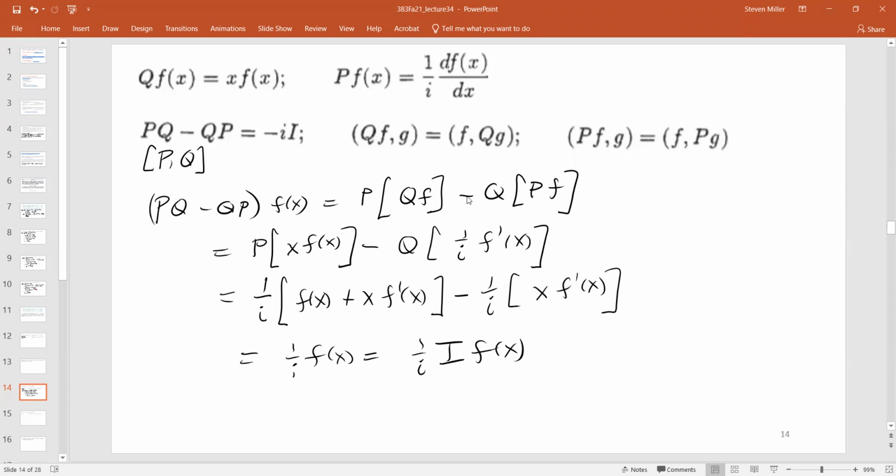But 1 over i is the same as minus i, right? And so we see that PQ minus QP does not commute.